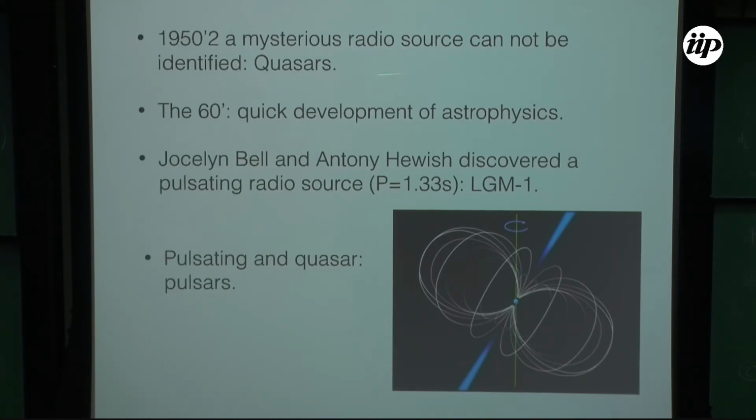In the 1950s, there was a mysterious radio source that couldn't be identified. They were called quasars. The 60s saw a very fast development of astrophysics. By the way, the quasars were very important because they were very distant sources, and they were detected in radio, but they were like point-like sources. That's the reason that they were called quasi-stars, quasars.